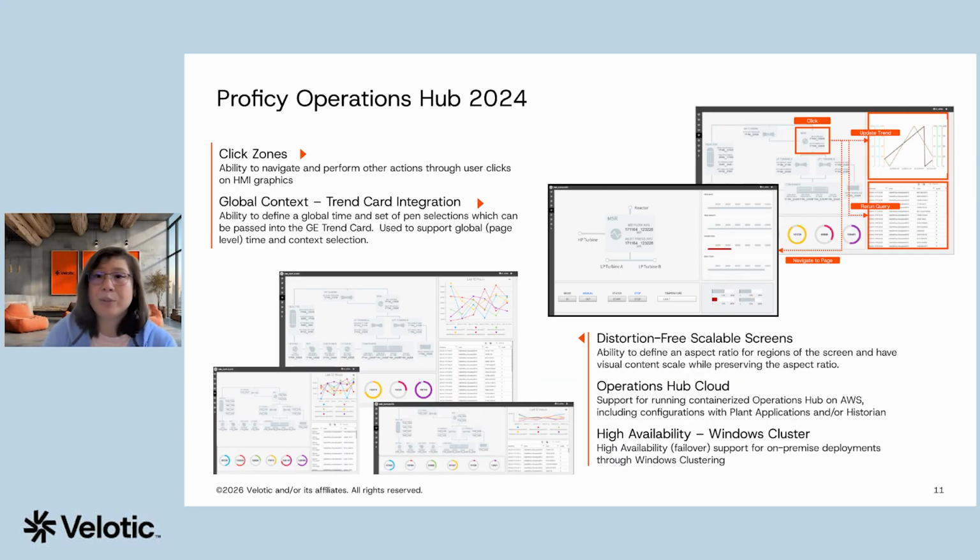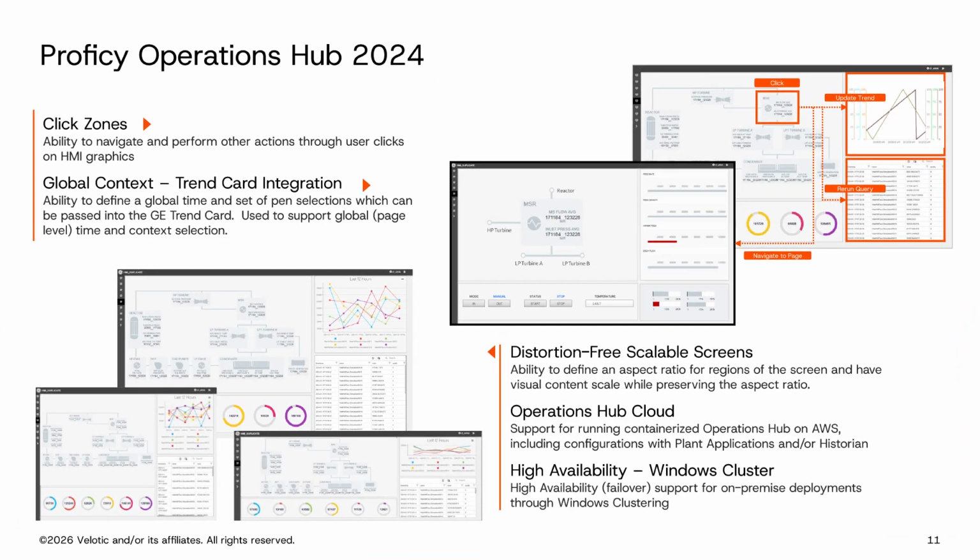In Operations Hub 2024, we have a number of different improvements. So one is click zones, and that's basically the idea that, hey, I've got this interface. It probably has a couple of assets represented on it, especially if you're using graphics. I can click on that asset, and I can do things like refresh the data on the page. I can go to another page. I can maybe get the trend for that asset. So really spawning actions off of those click zones.